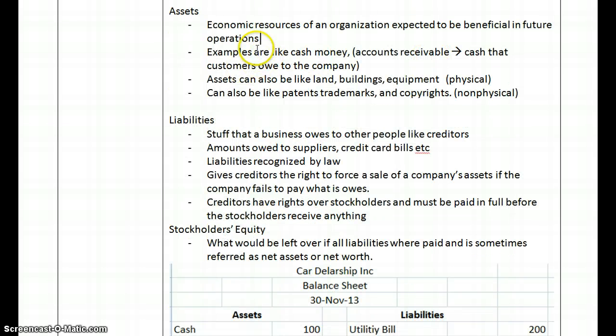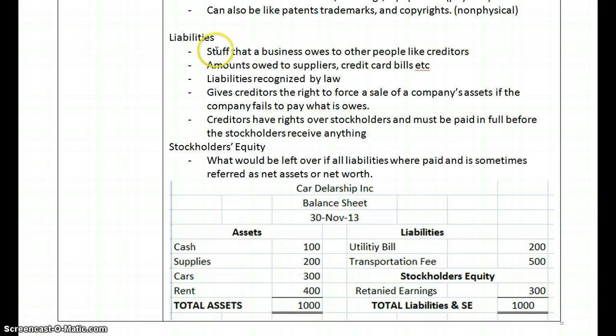So what are assets? They're basically economic resources that the organization can use, that they can expect to be beneficial in future operations. So what does this mean? Well, there are two types. They can be physical and non-physical. They can be like land, building, equipment, or non-physical like patents, trademarks, and copyrights. Also, some examples are cash, money, accounts receivable, which is cash that customers owe to the company.